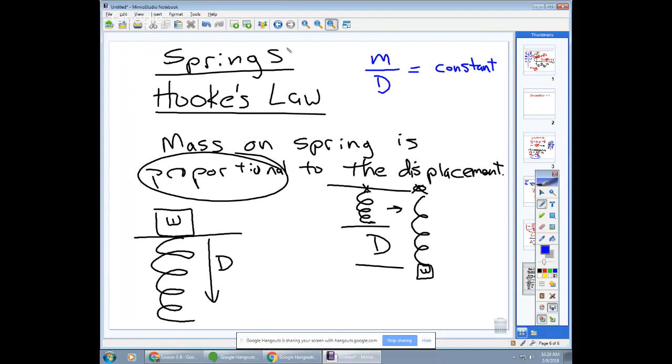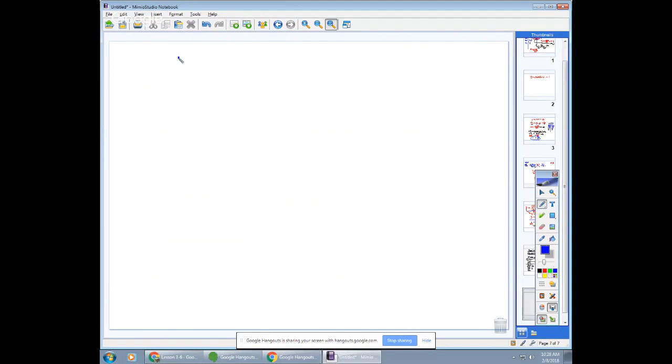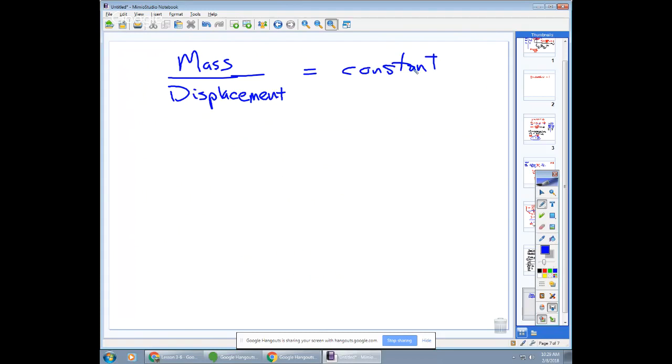Okay. So bring that to a new screen. Mass over displacement is supposed to be constant. So I can clean up this equation a little bit. I'm just going to call M mass, I'm going to call displacement D, and I'm going to call the constant C.